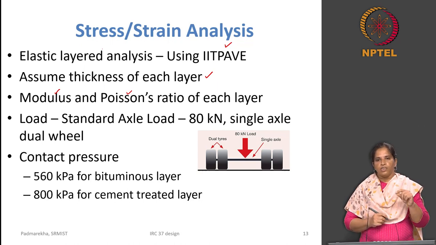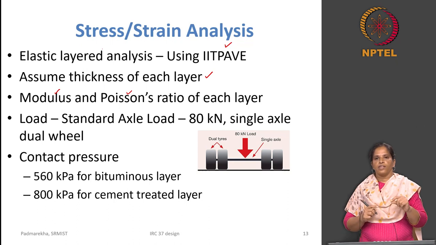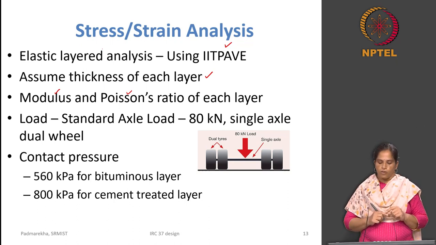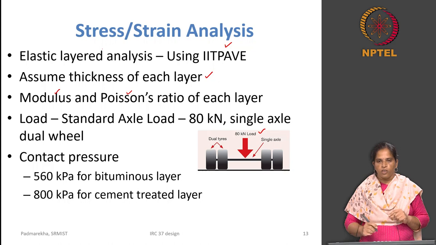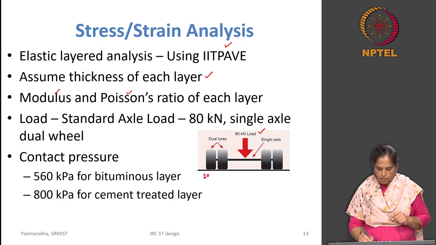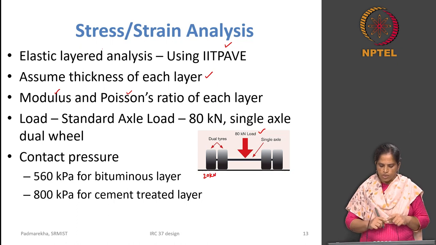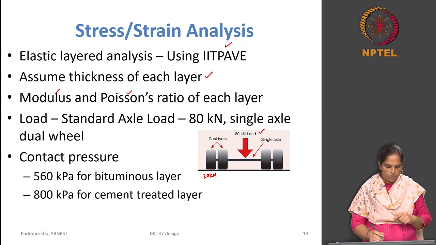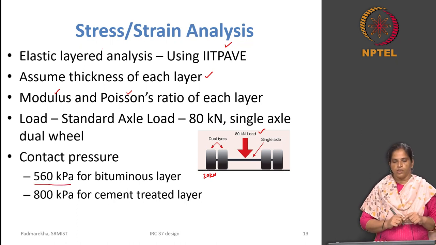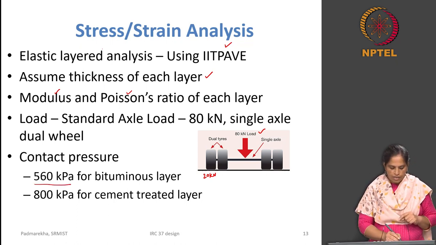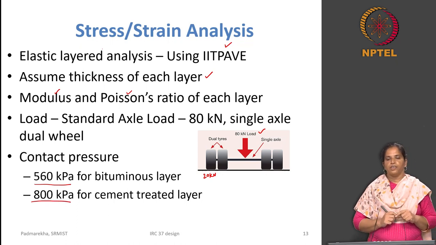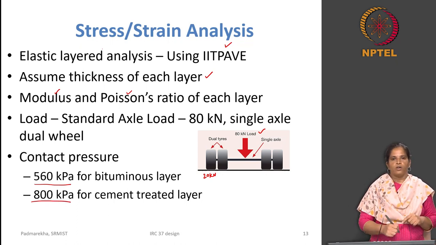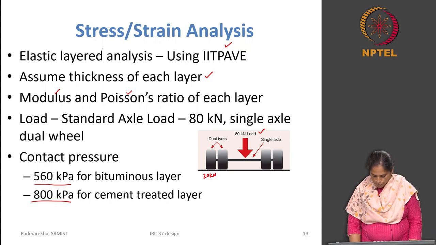We consider 80 kilonewton single axle dual wheel as a standard axle load. So, if you have a total of 80 kilonewton with 4 wheels on it, each wheel will carry 20 kilonewton load. This 20 kilonewton load will give a pressure of 560 kilopascal on a bituminous concrete layer and 800 kilopascal on the cement treated layer. So, we use this contact pressure for the design.